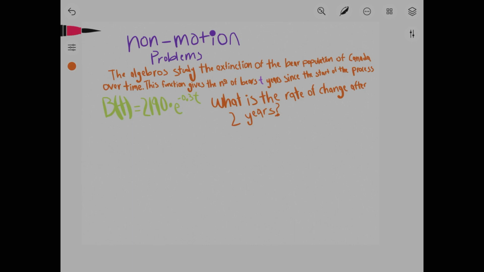So, the function that represents the instantaneous rate of change of b of t is its derivative, which is b prime of t. Therefore, the instantaneous rate of change of the number of bears after 2 years is b prime of 2. So now we have to find the b prime of t and evaluate it where t equals 2.